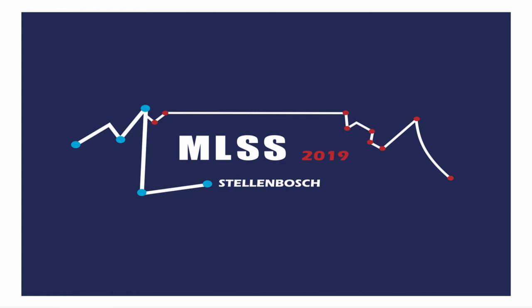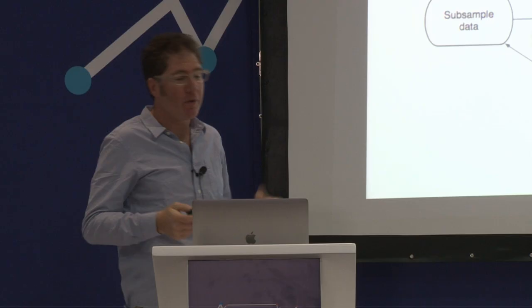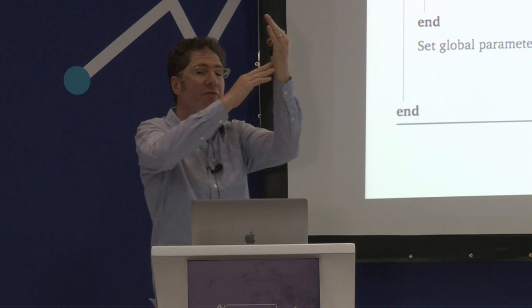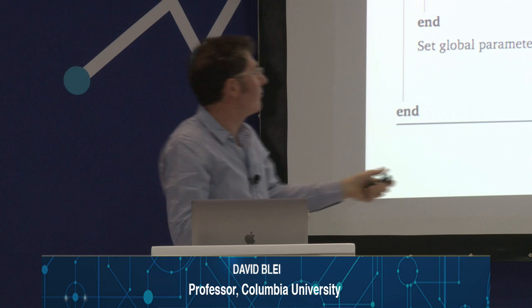So remember where we were. We did coordinate ascent variational inference, where we iteratively march through each data point, updating its local variational parameter, and then we aggregate those local variational parameters and update the global variational parameter.